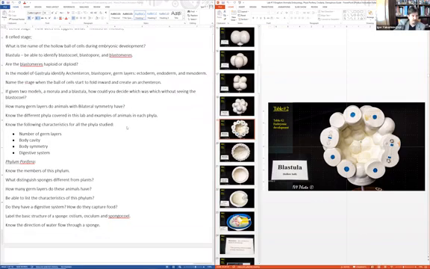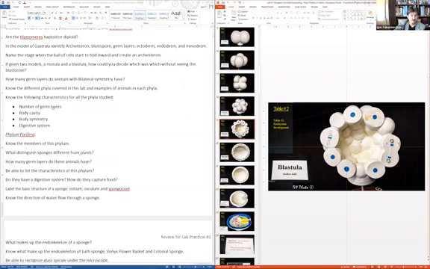All right, know the different phyla covered in this lab and examples of animals in each phylum. Know the number of germ layers, body cavity present or absent, what kind of body cavity, true or false. Body symmetry, radial or bilateral. Digestive system: no digestive system, gastrovascular system, which means what? A sac. And then the complete digestive system, a tube.